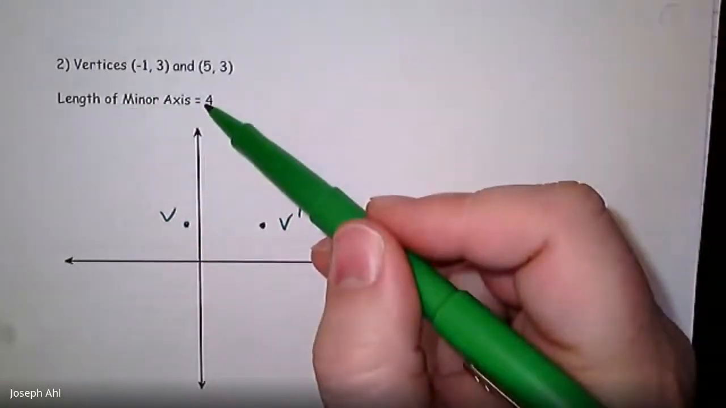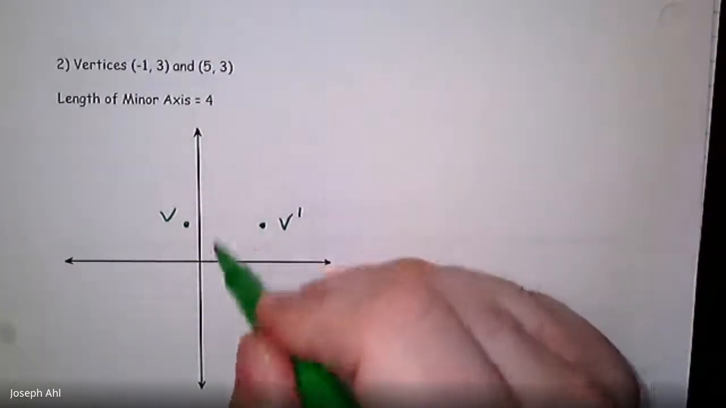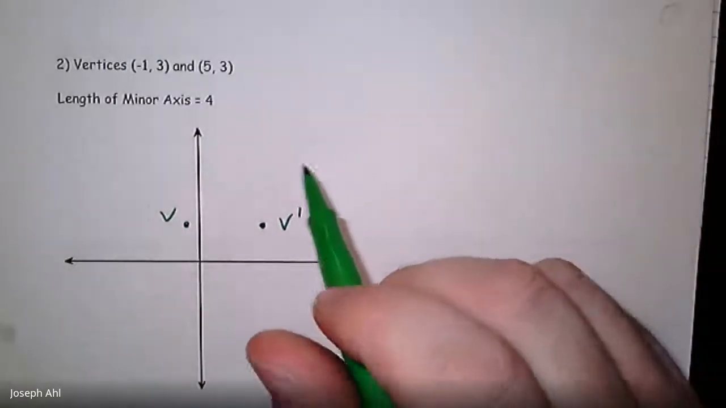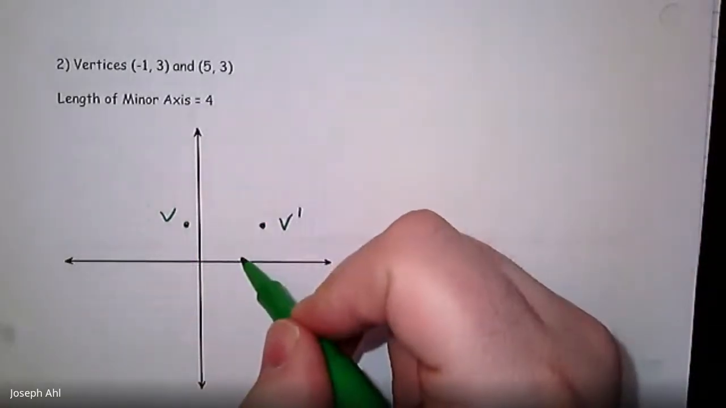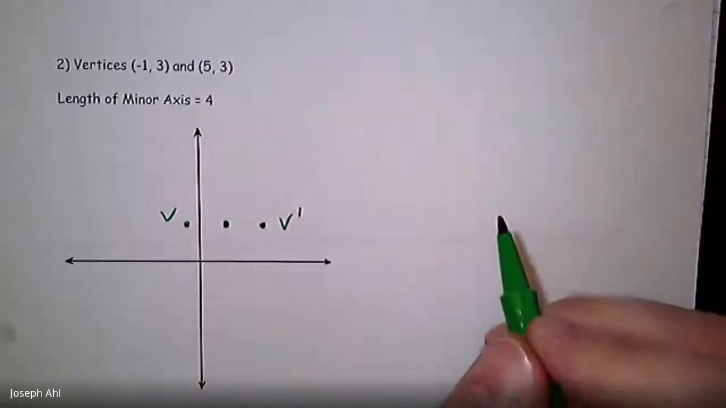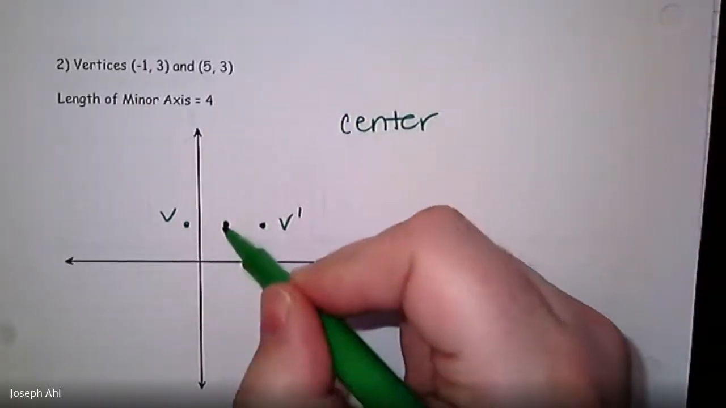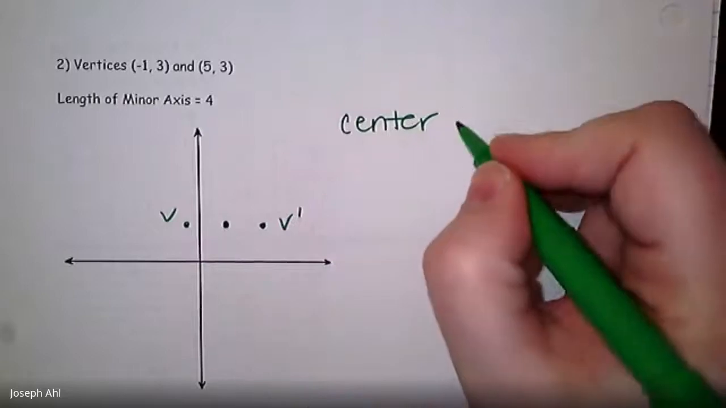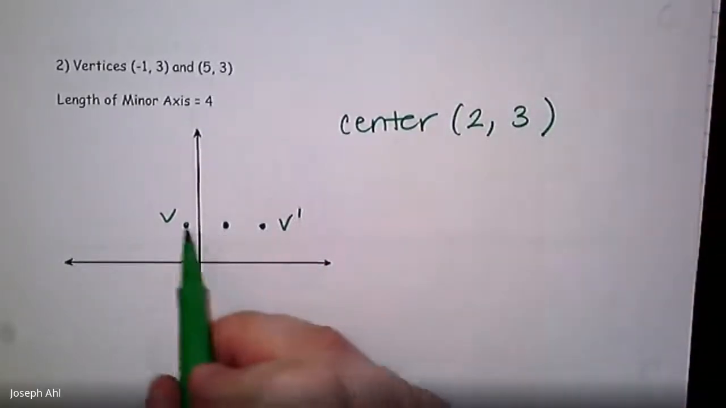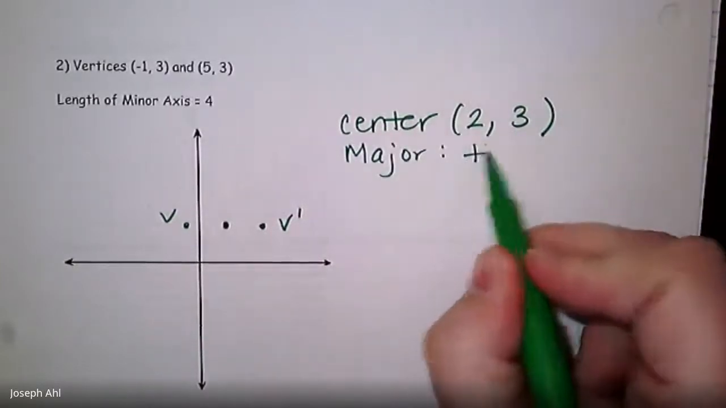The length of the minor axis is 4. Okay, that's going to help me, but it doesn't really give me specific points that I'm going to use to plot. Now, just like in the last example, where the center was midway in between the foci, the center is also midway in between the vertices. So there's my center coordinate right there. The center coordinate is going to be, let's see, midway in between -1 and 5, which should be the point (2, 3). And because the vertices go left and right, I know that the major axis is horizontal.